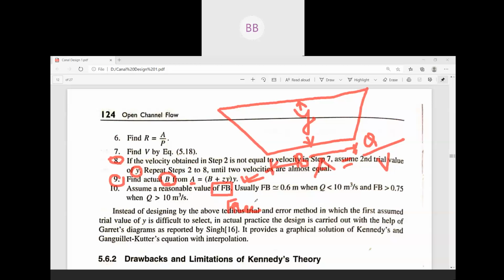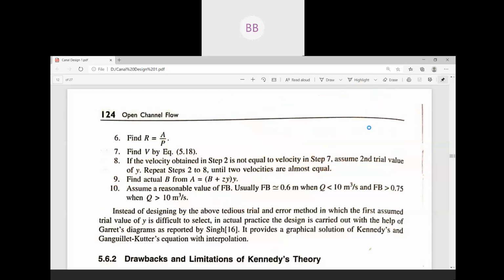So why we need to provide free board? Suppose this discharge is known to us, so we are going to design this canal for that particular discharge. Then we are not going to take a risk, because if a discharge comes greater than this Q, then it will overflow from the channel. Though we are going to design that channel for the maximum discharge, still in the worst case, if a discharge is released in that channel which is more than the discharge we have considered during the design, then there will be an overflow.